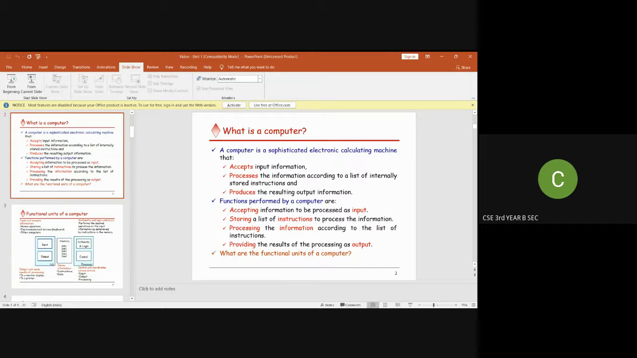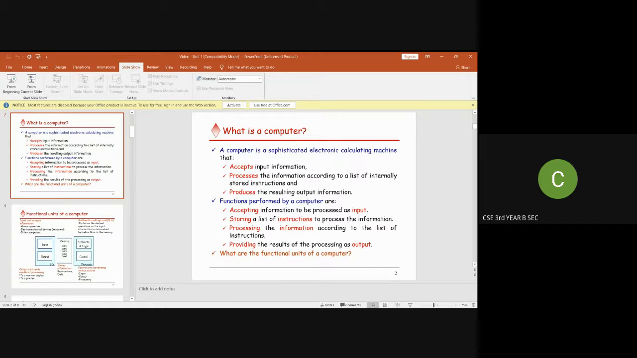So a computer contains the input device, output device, and the processor. Through the input device, we can get the input from the user, and we have to process the input and produce the output. So this is the main aim of a computer machine.